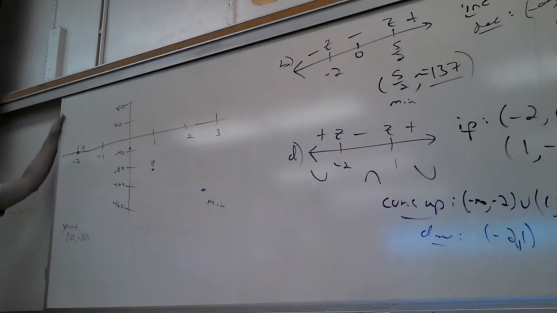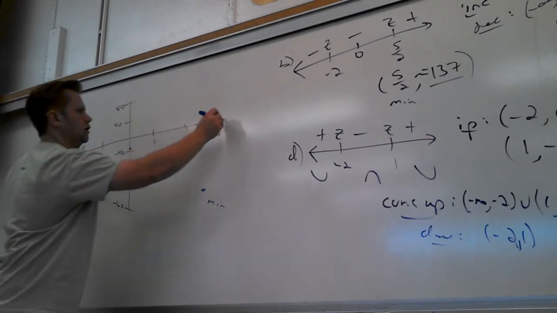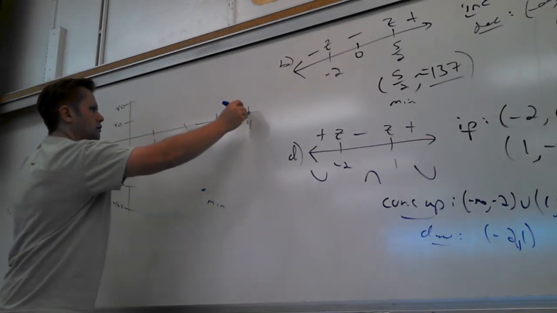Alright, is that everything? I think that's everything. Did I get another x-intercept? 1, 0. Negative 2, 0, and 4, 0. There we go. Okay.